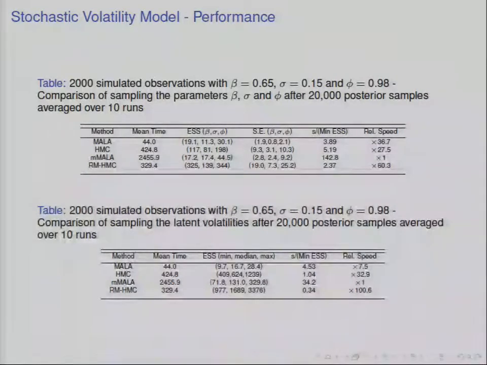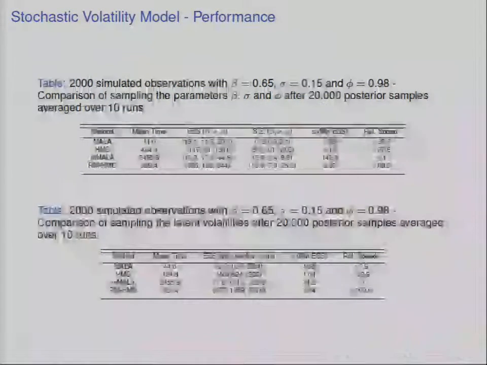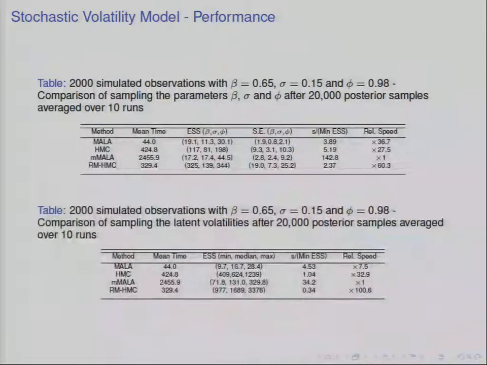So the effective sample size: out of the 20,000 posterior samples that we simulated once the Markov chain eventually converged, what we see is that if we just use the standard Langevin proposal, so not taking the geometric structure into account, then only 19 for the beta parameter were effectively independent. Only 11 for sigma, only 30 for phi. Right? And the number of wall clock seconds that it took to obtain an effective, independent sample was just under 4 seconds.